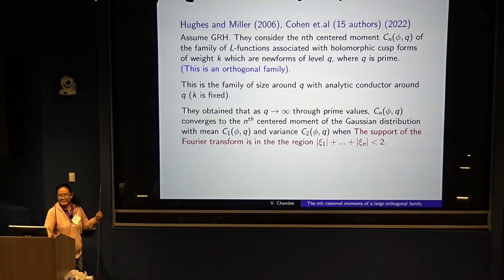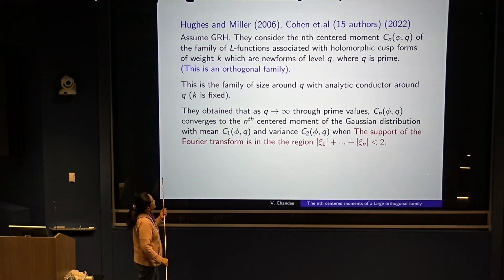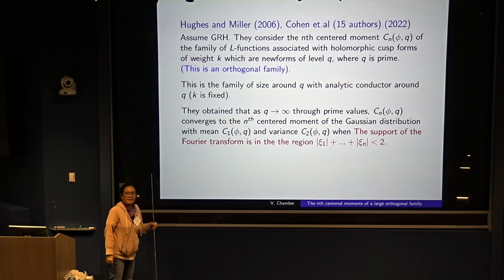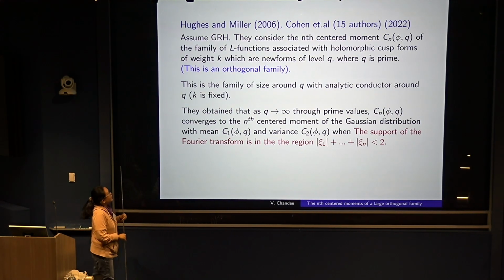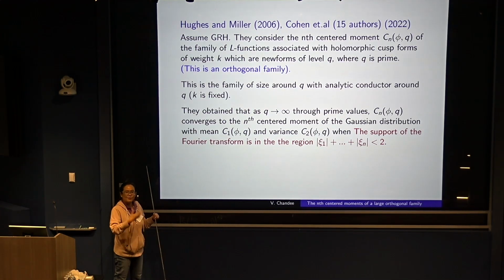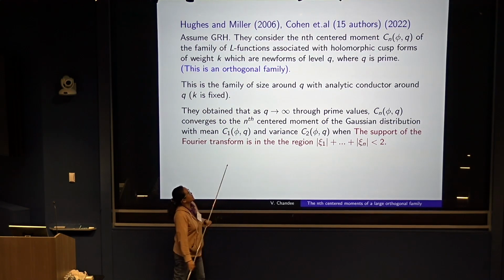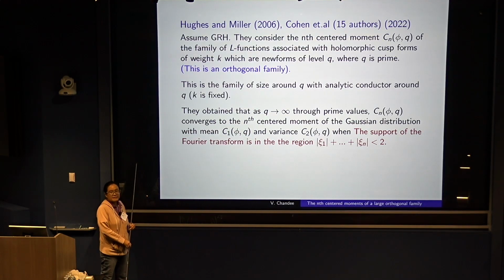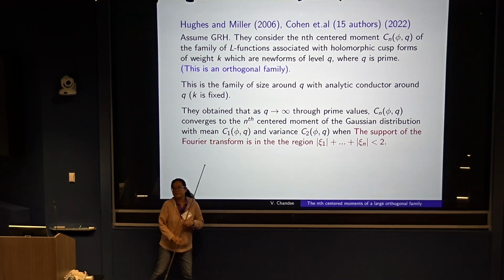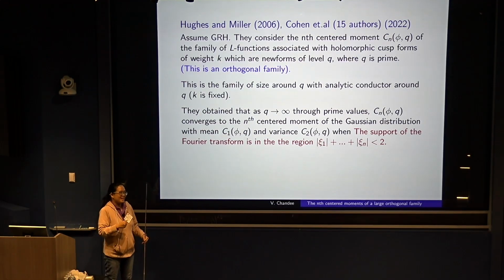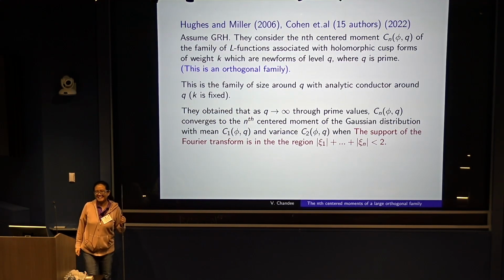Okay, so let's take a look next at the orthogonal family, the one that we already considered, newforms of weight k and level Q. That's work by Hughes and Miller, improved by Cohen and others. They are Steve Miller's students. They also obtained that as Q goes to infinity, the nth centered moment of this family also converges to the nth centered moment of a Gaussian distribution. Again, the mean is C1, the one level density, and the variance is the second moment. Again, the support is still less than 2. Now the natural question is, can you extend the support? And if you extend the support, do you still see a Gaussian distribution?